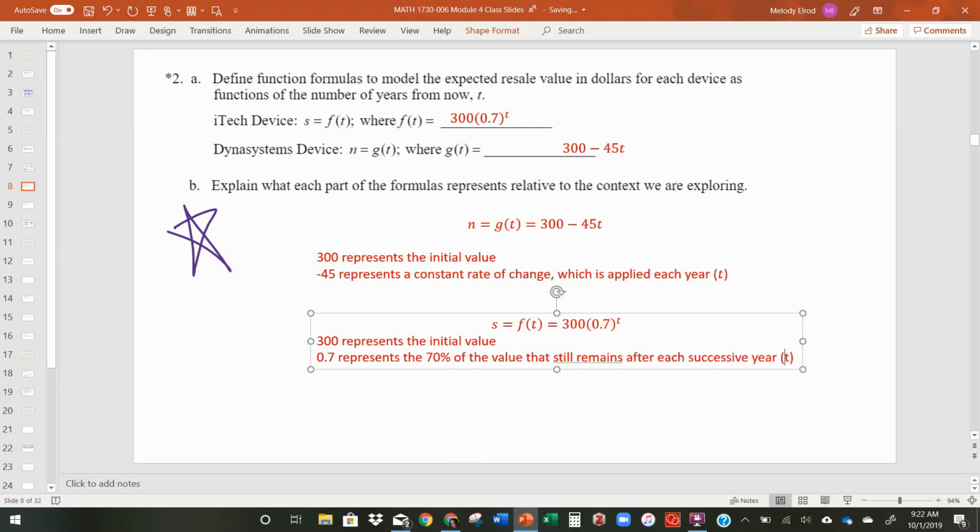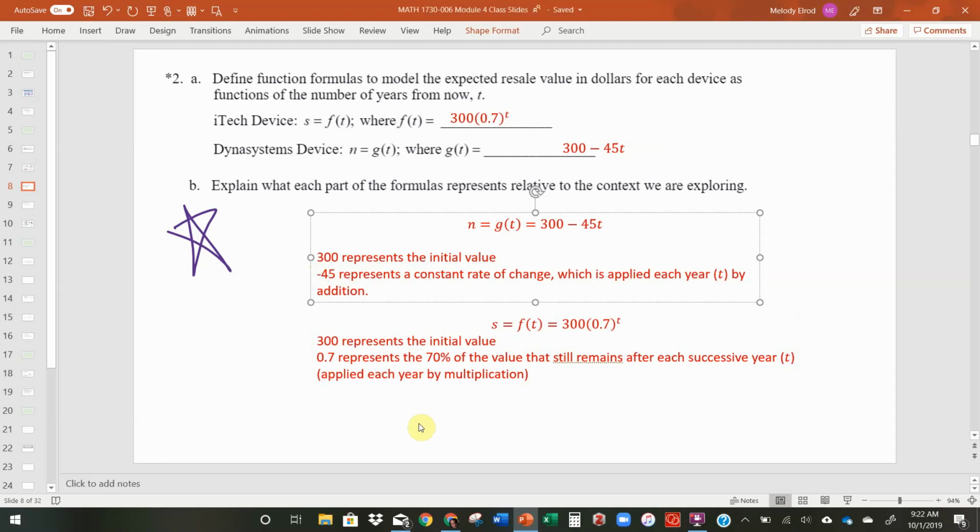And so we're applying this 0.7 each year, right? So again, it's applied each year by multiplication, whereas this one right up here was applied each year by subtraction. You could technically say, actually take that back, we're going to say that's applied by addition, because we identified it as negative 45, and if we subtracted negative 45, that would be addition, which we don't want. Instead we're applying negative 45 by adding it on each year.